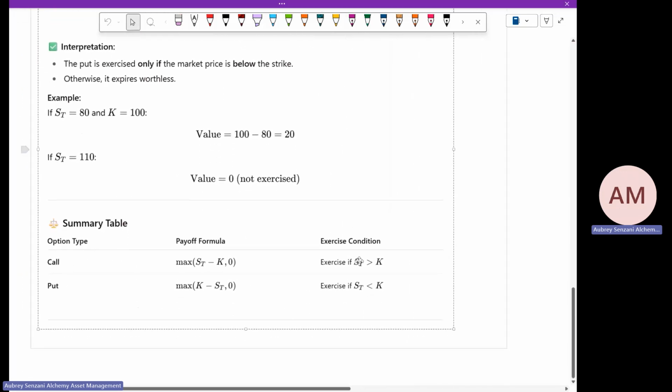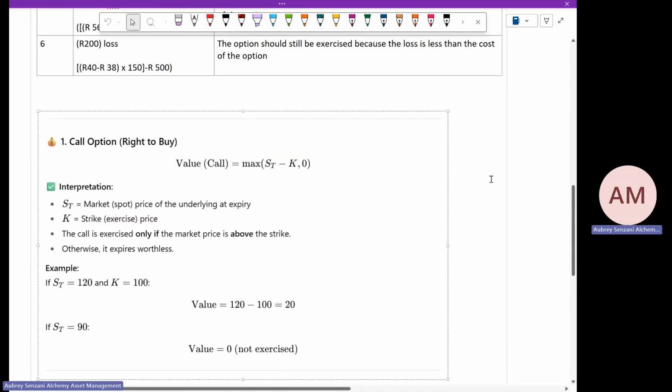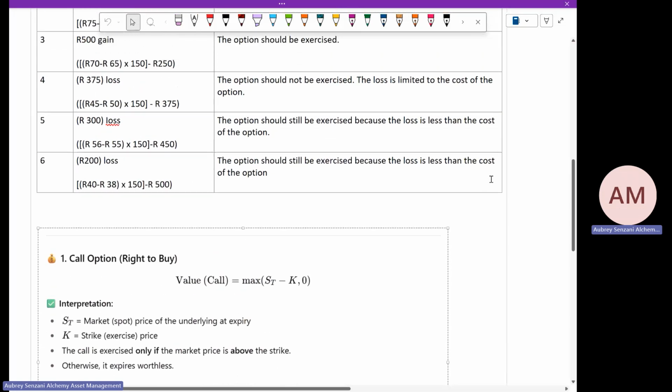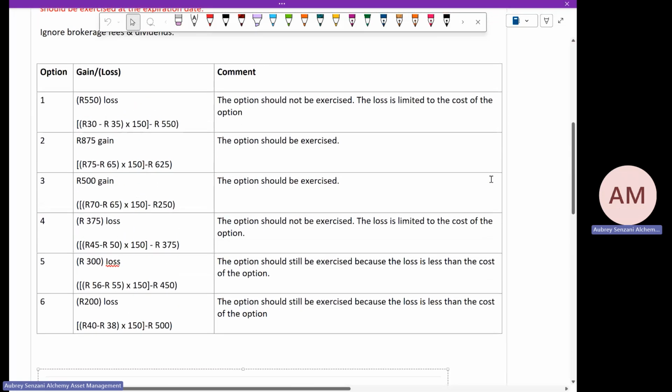So now you can see at the bottom the summary table, and there you can see the exercise condition. For a call option, you want the spot price, ST, to be greater than the strike price, and vice versa for your put option. I just thought, so you don't have to go to the examples and try and make sense of what they're doing there.